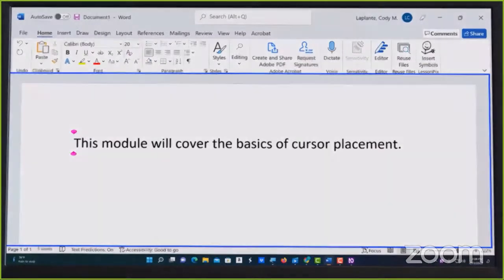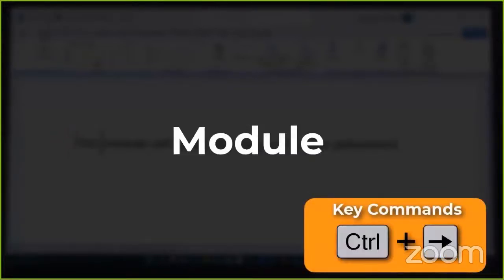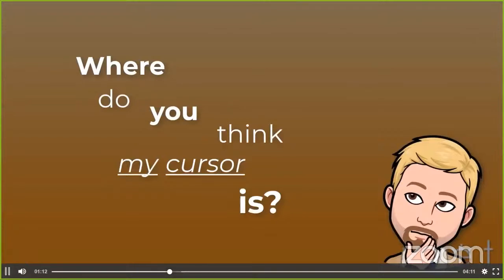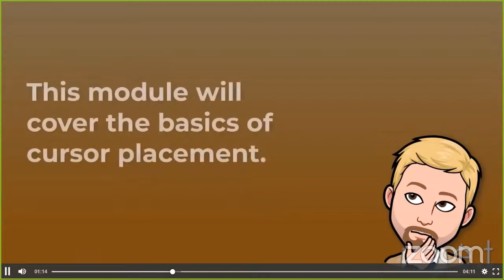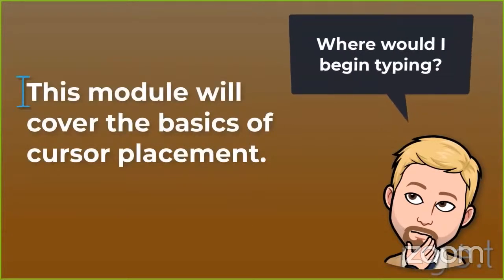Now I'm going to blur the screen so you can't use any vision. I'll read the sentence using my word-by-word reading command. Module will cover the basics of cursor placement. Now that I have read the last word of the sentence, where do you think my cursor is? So think about it. The last word that the screen reader said was placement. Where is that cursor? In other words, if I was going to type something, where would I begin typing?